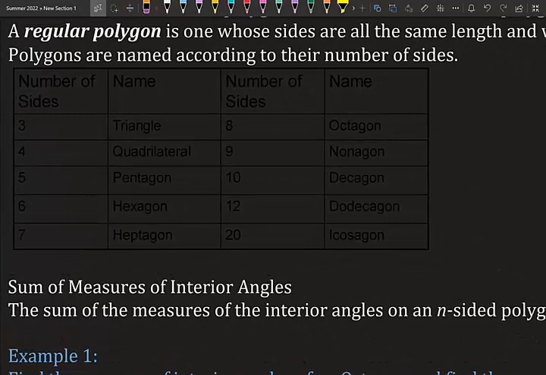Polygons are named according to the number of sides. So triangle is 3 sides, quadrilateral is 4, pentagon is 5, hexagon is 6, heptagon is 7, octagon is 8, nonagon is 9, decagon is 10, dodecagon is 12, icosagon is 20. I mean, it goes forever. Those are just some of them. Those are the most common.